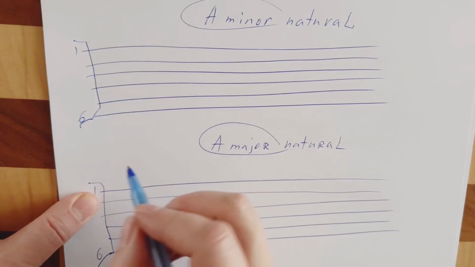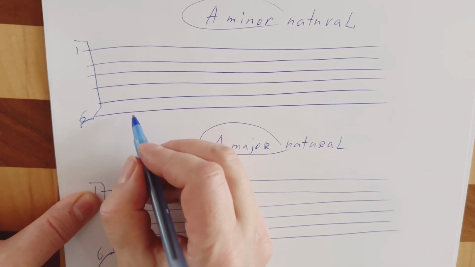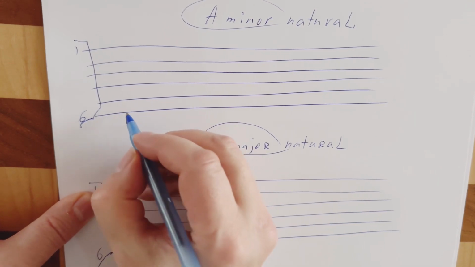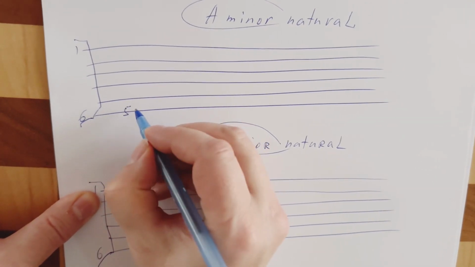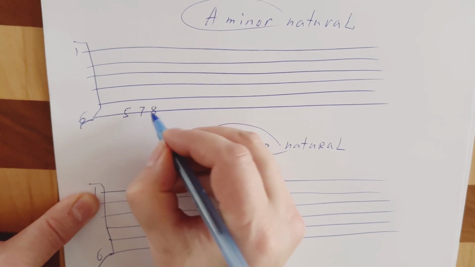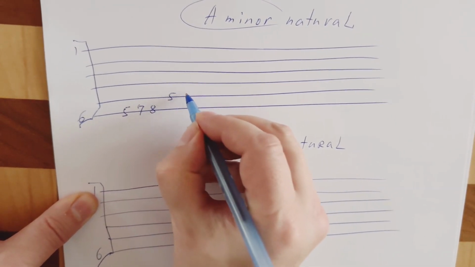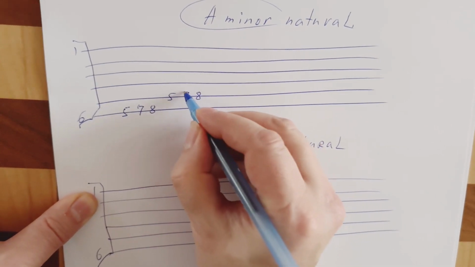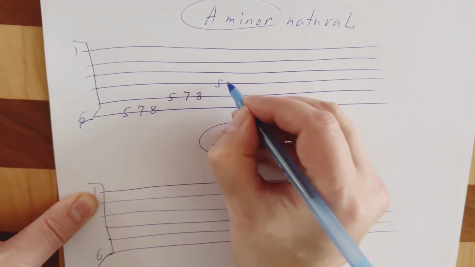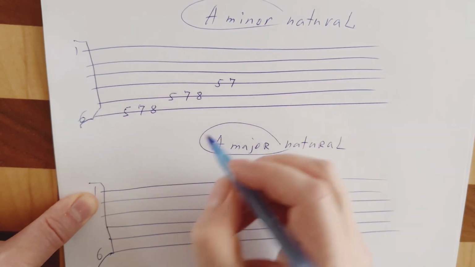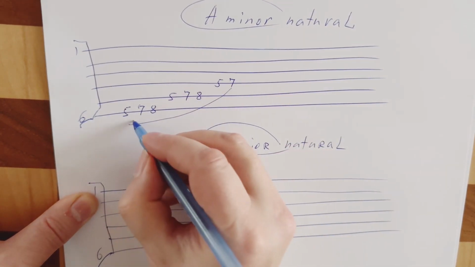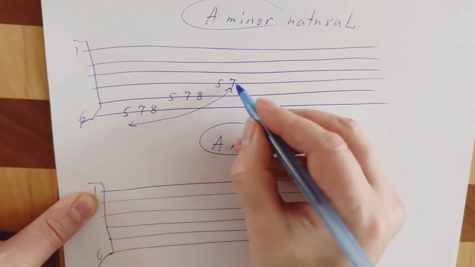Here's your A minor natural scale or diatonic mode on tabs. In one octave, it's going to be 5, 7, 8, and that's your tone, semitone. Tone, tone, semitone, tone, tone. That's the minor formula. All right? That will complete one octave from low A to high A.